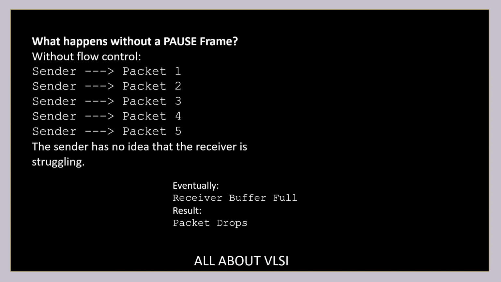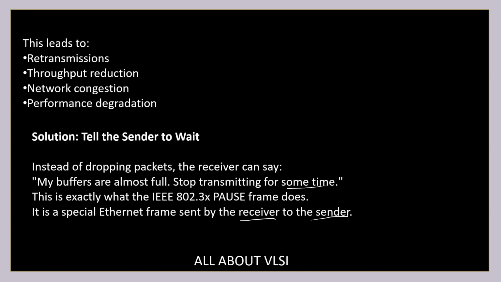Now, in this particular case, what are we going to have? If our receiver buffer is almost full, then definitely there will be a loss of packets. This leads to retransmission, throughput reduction, network congestion, or performance degradation. All of this is going to happen. Due to this reason, we are going to use something known as a pause frame, which is introduced in IEEE 802.3x. It is a special Ethernet frame sent by the receiver to the sender. The receiver tells the sender to stop or pause the transmission using this pause frame.